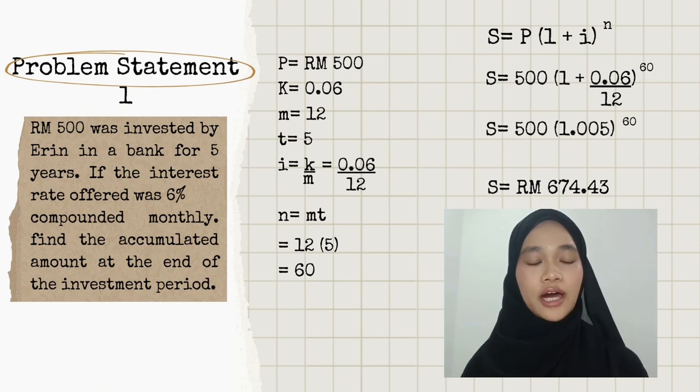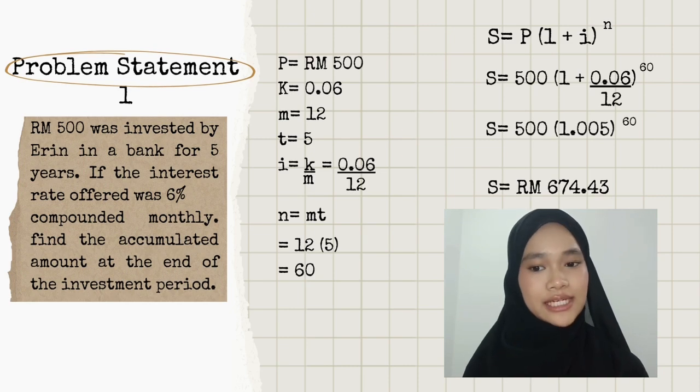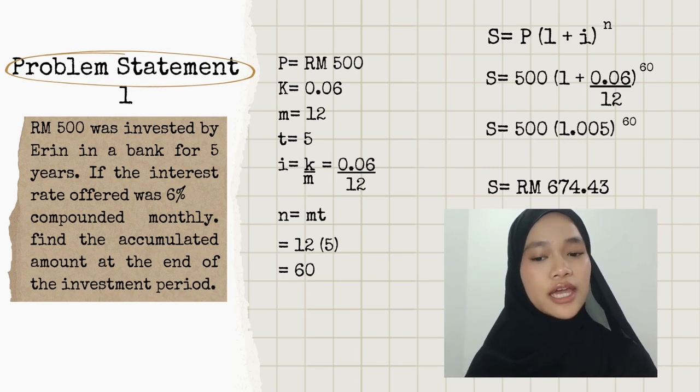Problem statement 1. RM500 was invested by Ari in a bank for 5 years. If the interest rate offered was 6% compounded monthly, find the accumulated amount at the end of the investment period. So the info for P is 500, K is 0.06, M is 12, T is 5, I is 0.06 over 12, and N is 60.